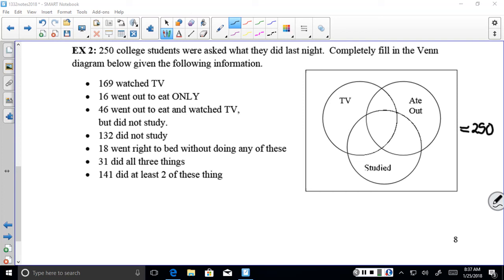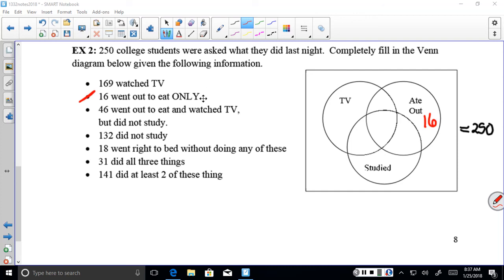So the first one says 169 watched TV. That means all 4 of these spots inside the TV circle will add up to be 169. I can't do it yet, so I'm skipping it. And I'm going to the next one. That says 16 went out to eat only. Can I do that one? Yeah. So I go to the eat out circle and they only ate out. So they go right there and I'm crossing it off.